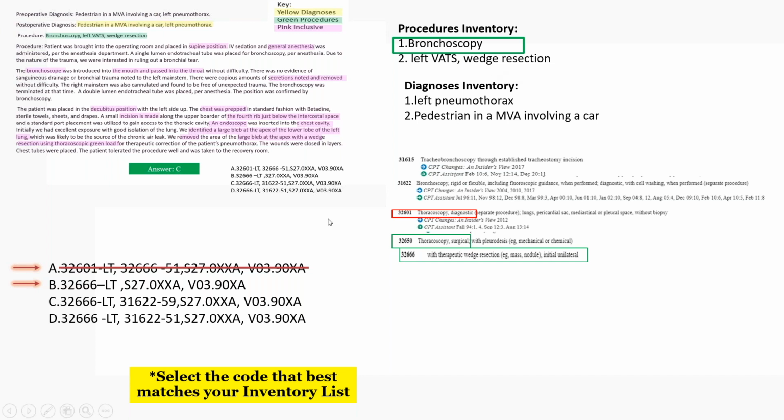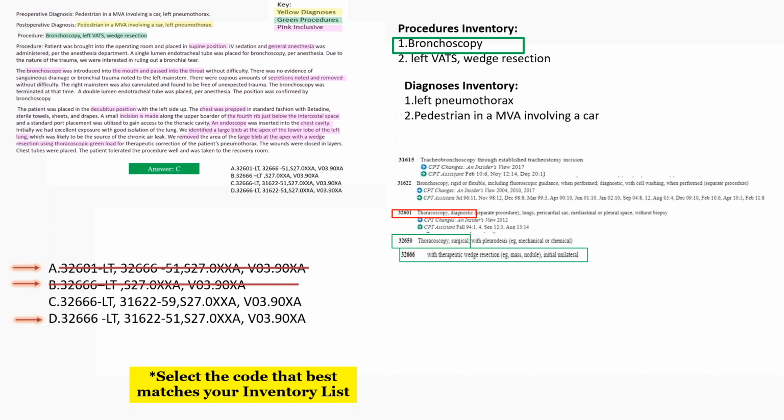Okay. But option B is also a wrong one. Why? Because this is only coding for a single procedure. We also had a bronchoscopy performed as well. That's why option B is a wrong one. This is a surgical thoracoscopy performed. We had a diagnostic bronchoscopy as well performed.